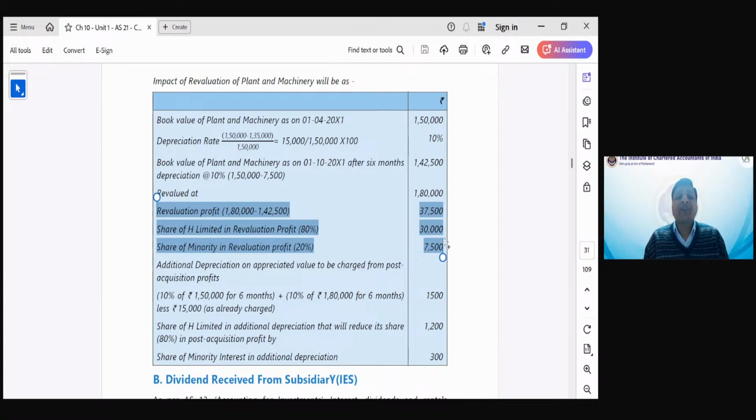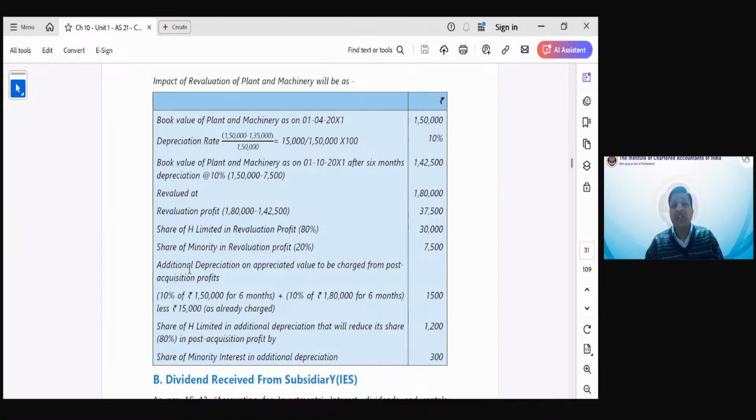Plus, in the consolidated financial statements, what is going to happen? Starting from 1st of October, at what amount will you record the plant and machinery? Will it be 1,50,000, 1,42,500 or 1,80,000? Tell me. Great. Riddhi says 1,80,000. So starting from 1st October 2000 X1, this plant and machinery should have been recorded at 1,80,000.